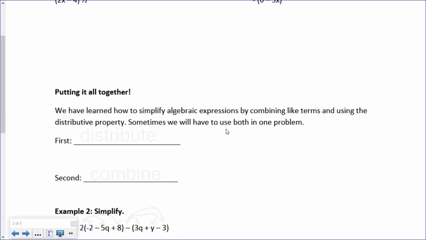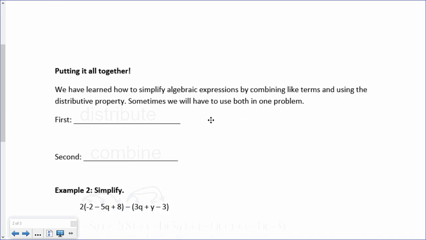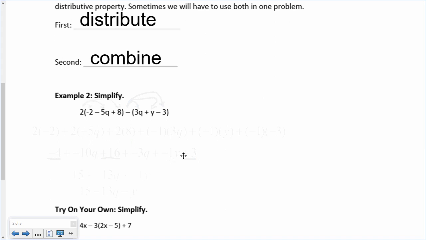Alright, so now we're going to go ahead and put it all together. We talked about distributive property, we talked about combining like terms, now we're going to get down to the nitty-gritty of simplifying algebraic expressions. So the very first thing we had to do was distribute, the second thing was combine like terms. Alright, so here's our first example.